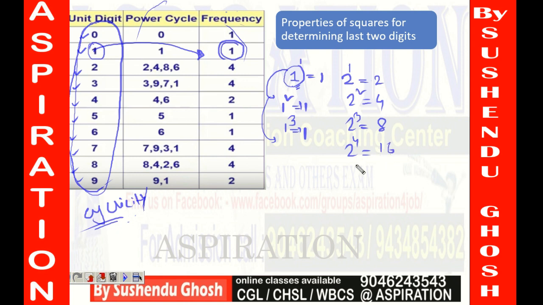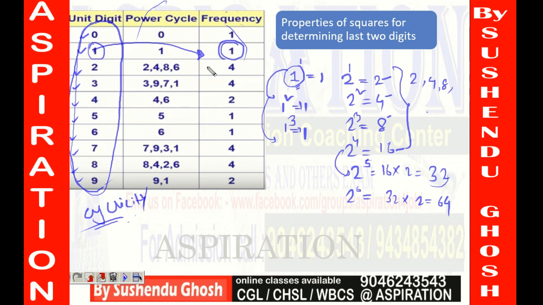If we increase the power again, 16 multiplied by 2 means 32. So the unit digit is getting repeated. If we multiply 32 by 2, it will give you 64. So you can see that 2, 4, 8, 6 is coming, like 2, 4, 8, 6, 2, 4, 8, 6. Up to power 4 it is not getting repeated, but after that whenever we increase the power, the same pattern is getting repeated.